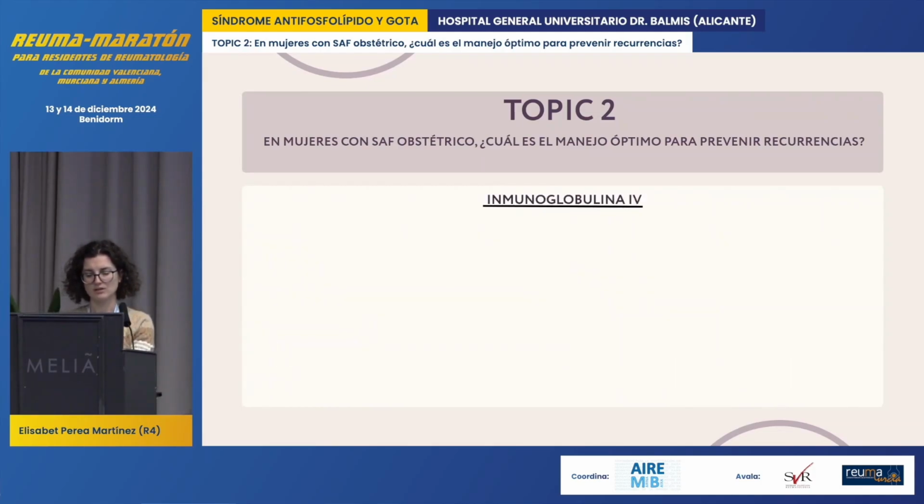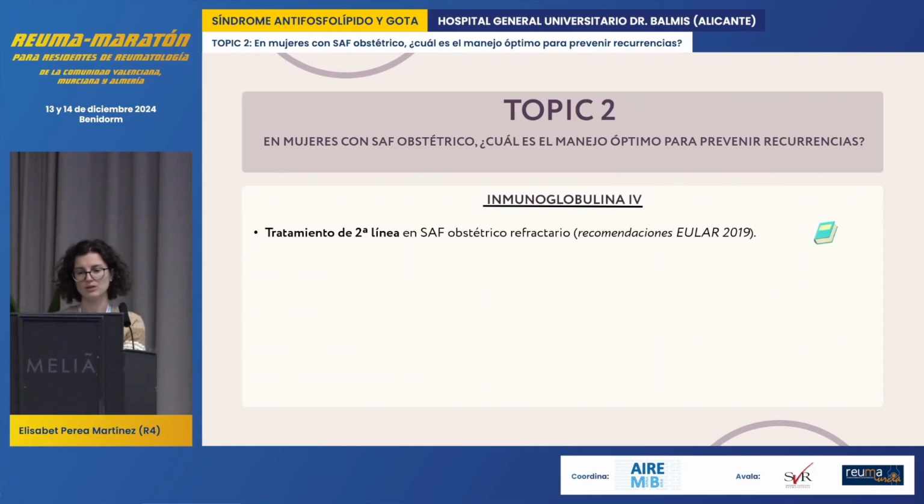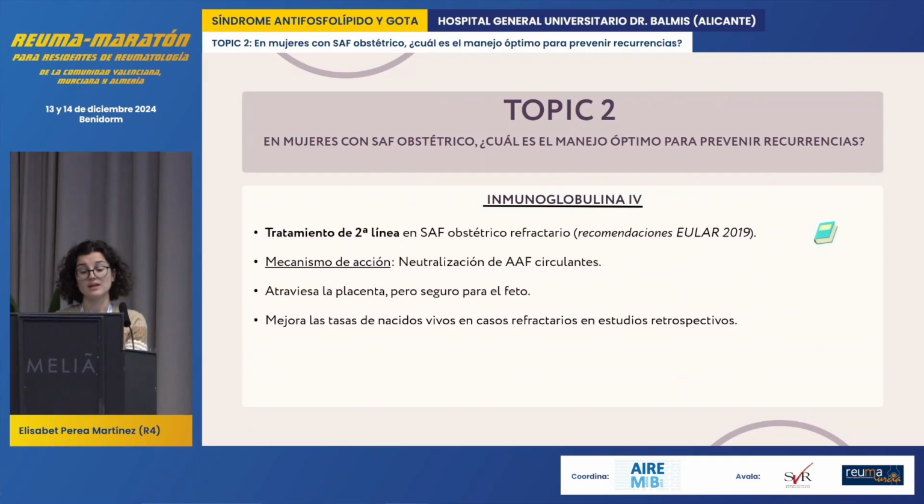As for intravenous immunoglobulins, in this case it would be considered a second-line treatment, and the mechanism of action would be to neutralize circulating antibodies. We know that it is a product that crosses the placenta, but it appears to be safe for the fetus, and it seems in retrospective observational studies that it improves the live birth rate in refractory cases. However, in clinical trials, its effectiveness has not been definitively and conclusively proven.